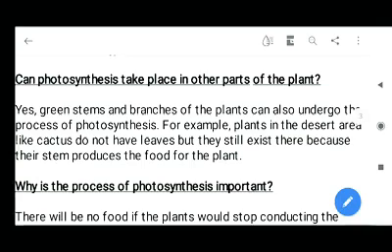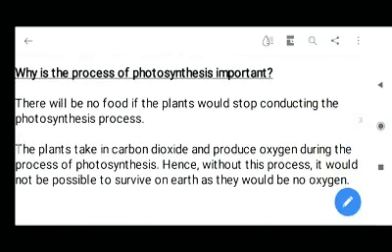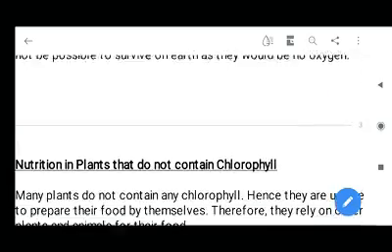Now you may have a question: can photosynthesis take place in other parts of the plants also? Yes, green stems and branches of plants can also undergo the process of photosynthesis. For example, plants in desert areas like cactus do not have leaves, but they still exist there because their stem produces the food for the plant. Now, what is the importance of photosynthesis? There will be no food if the plant would stop conducting the photosynthesis process. The plants take in carbon dioxide and produce oxygen during photosynthesis. Hence, without this process, it would not be possible for any living organism to survive on earth, as there would be no oxygen.